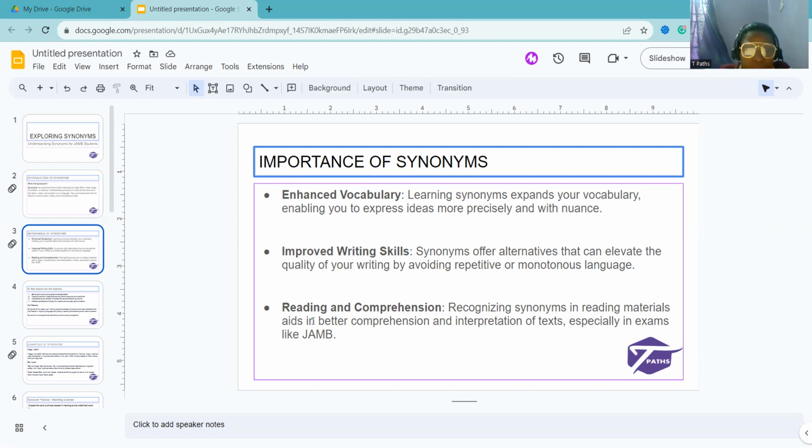Another thing it does is that it helps you to improve your reading and comprehension skill. Recognizing synonyms in reading materials aids in better comprehension and interpretation of text, especially in exams like JAMB. In exams like JAMB, you come across some tests where you are given a reading exercise to do. It's important you understand the concept of synonyms because it helps you get the answer so quickly, without you beating about the bush.